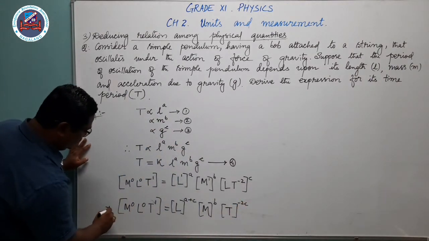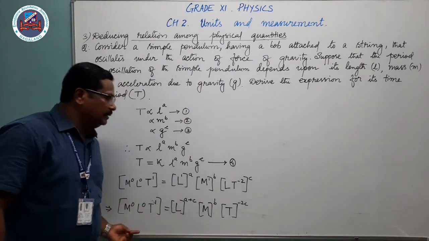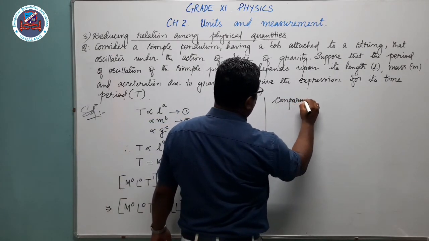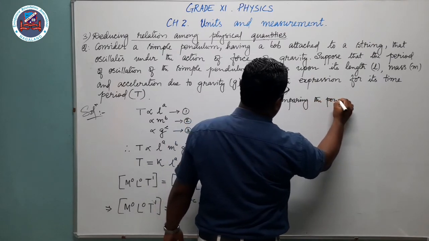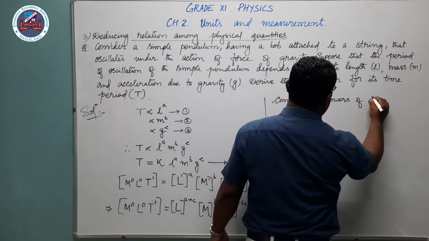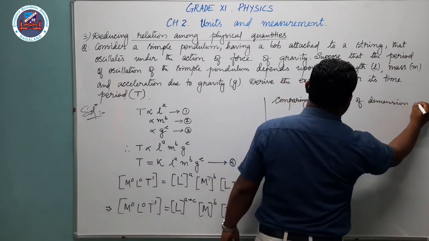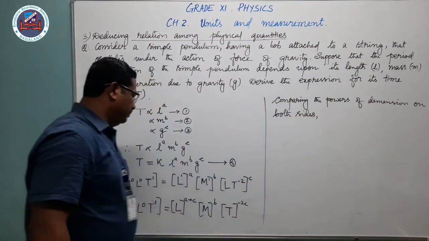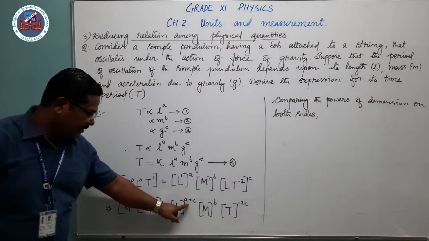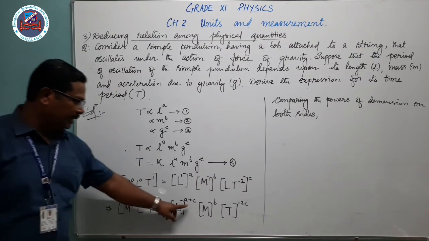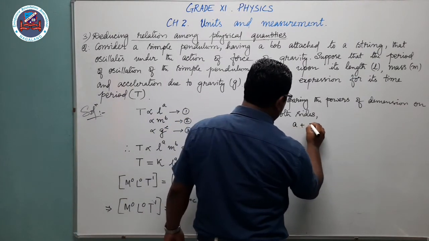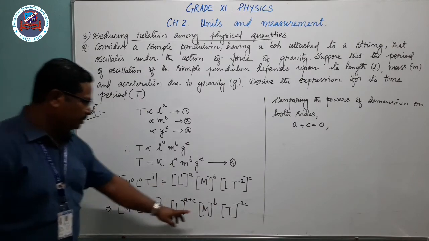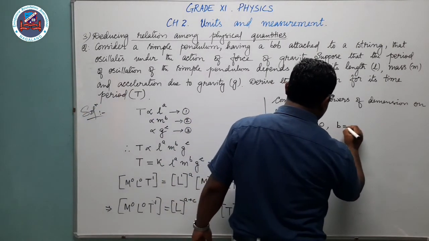Now we'll compare the powers of the dimensions on both sides. You will try to calculate the values of a, b and c. Here L is to the power a plus c, and on the other side L power is 0. So a plus c is equal to 0. Then mass power is b, and here mass power is 0. So b is equal to 0.